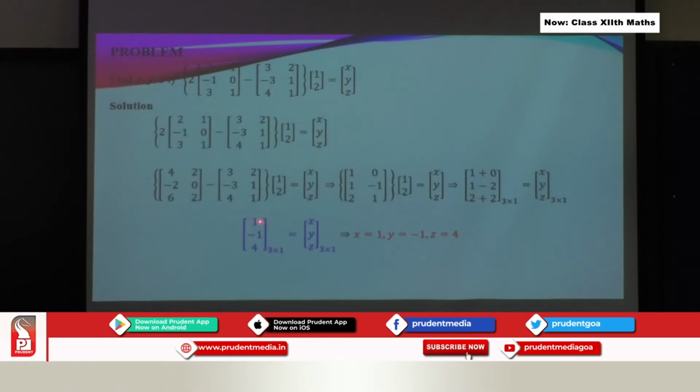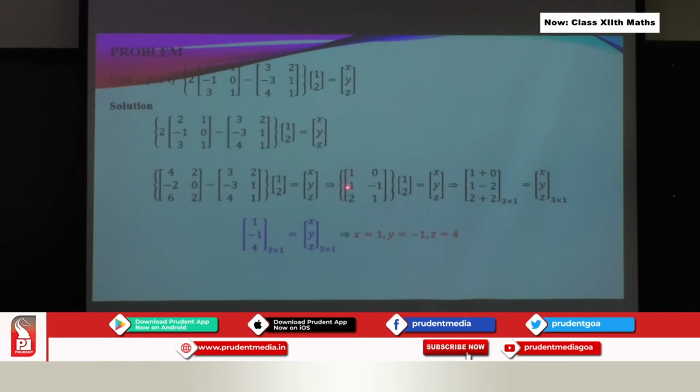Okay. So you are getting here, see, when you use first row, first column, you are getting 1 into 1 plus 0 into 2. So you are getting 1. Again here, see, I finished with the first.